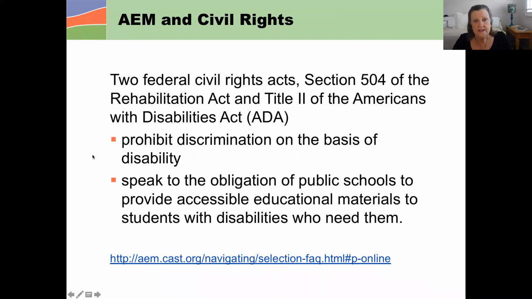There are a couple of other things besides IDEA that have to do with the provision of accessible materials. Two of those are federal civil rights acts: Section 504 of the Rehabilitation Act and Title II of the Americans with Disabilities Act. Both prohibit discrimination based on disability. If you do not have access to the information being provided, then obviously you are being discriminated against because of a disability. They speak to the obligations of public schools to provide accessible educational materials to students with disabilities who need them. There's a link there if you'd like to find out a good bit more.